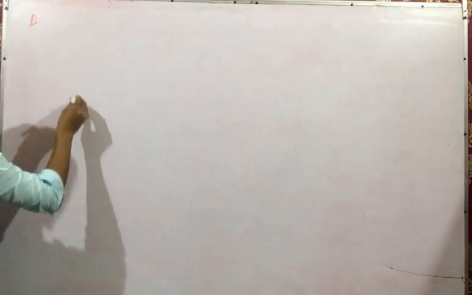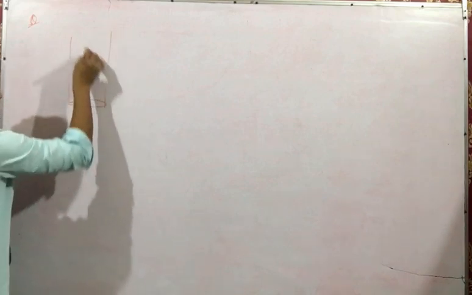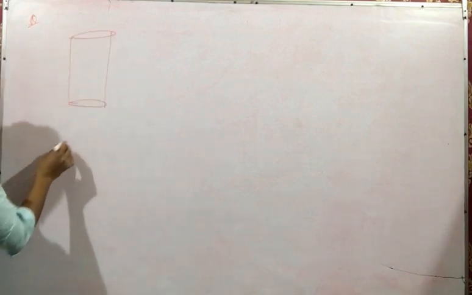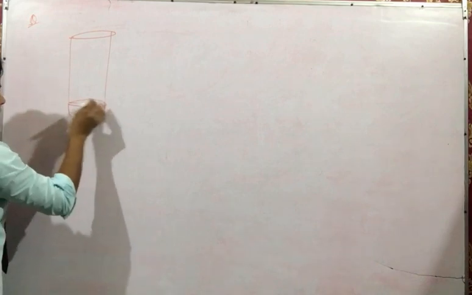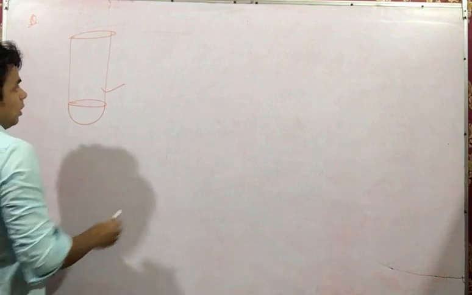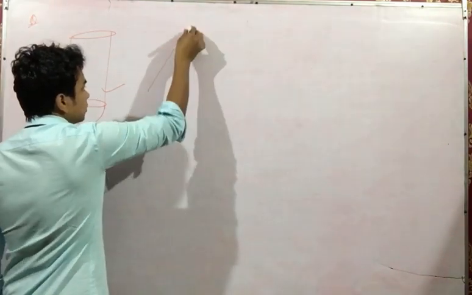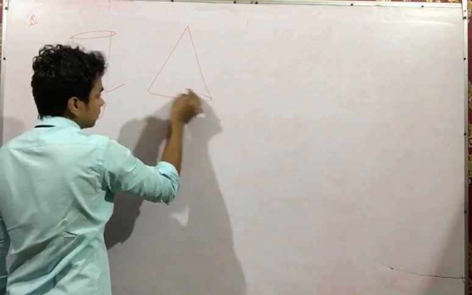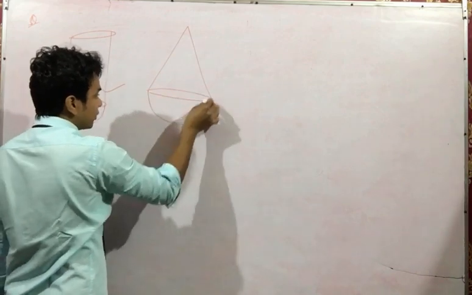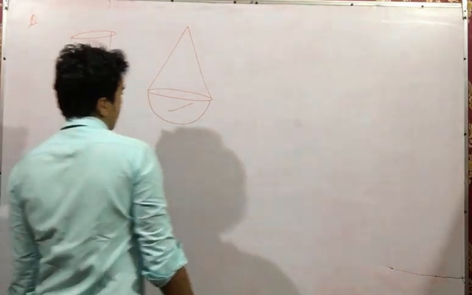How many combinations are possible? They can give you a combination of a cylinder with a hemispherical end. You can find the answer. They can give you a combination of a cone surmounted on a hemisphere. You can find the answer.